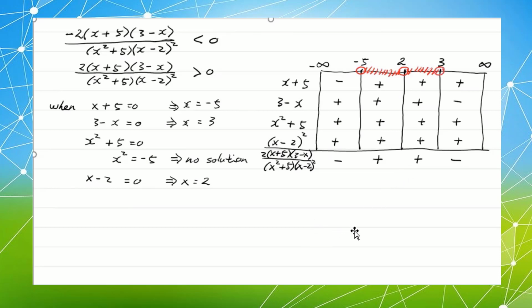So therefore, the final answer for this inequality is the values of x from negative 5 up to 2, not included negative 5, not included 2, and from 2 up to 3, not included 2 and not included 3.